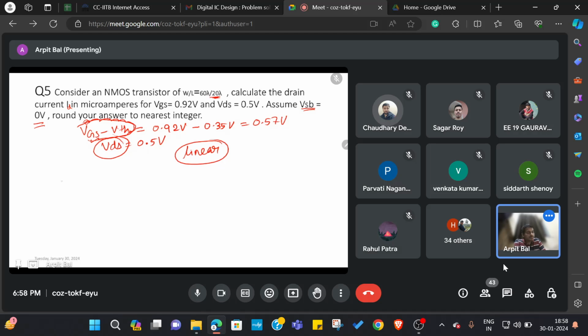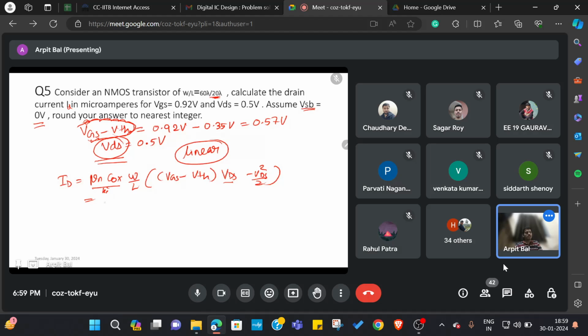Okay, so we have ID equals mu n Cox W by L into VGS minus VTH into VDS minus VDS square by 2. Because this is our Vmin, I just substituted the Vmin present here in the original unified equation that we saw. And this is our Kn dash.